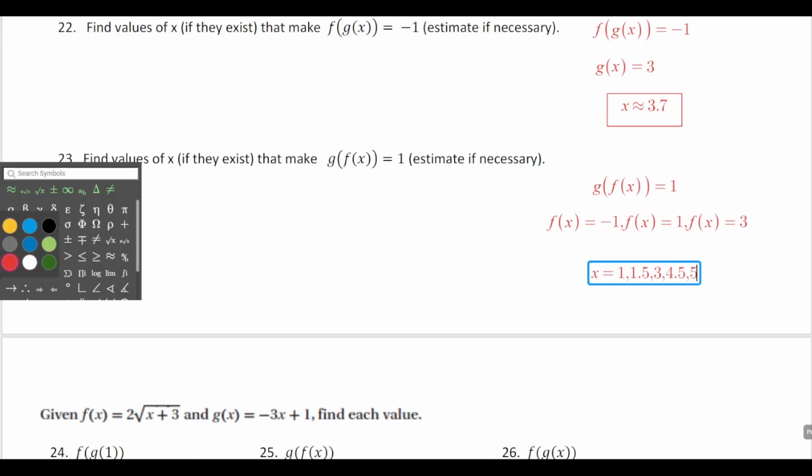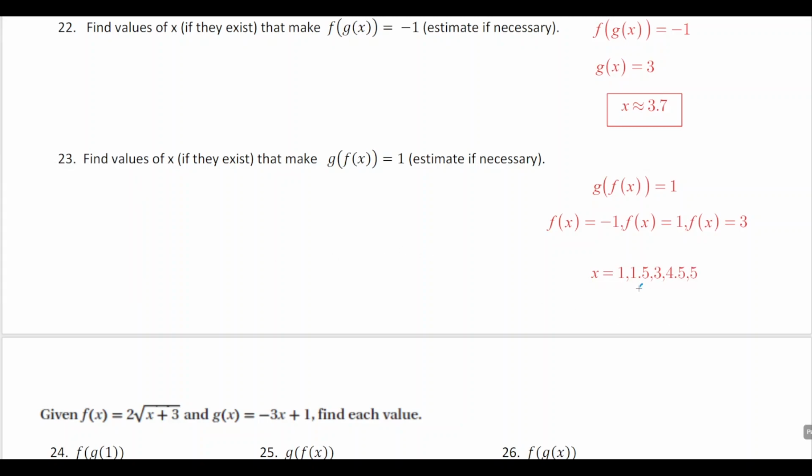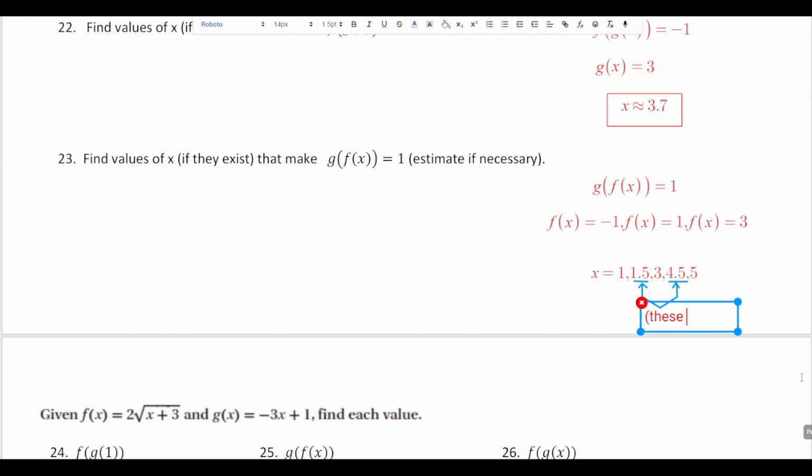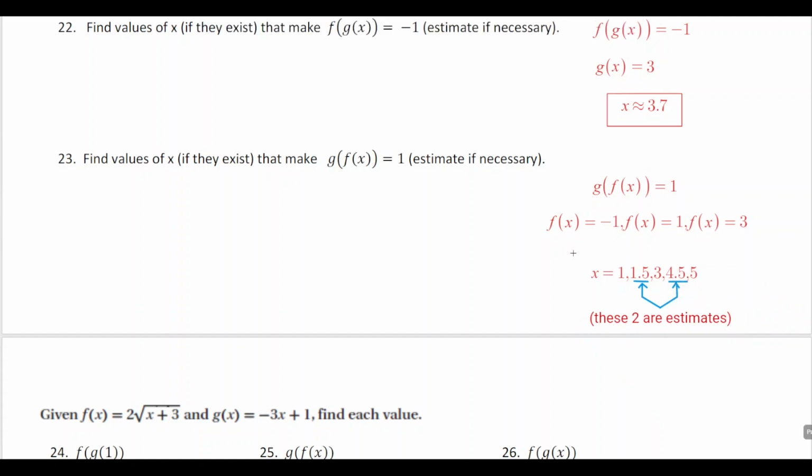So this 1.5 and 4.5, these 2 are just estimates. So I'm just going to make a little note here that these are not exact. This one and this one. These are estimates. All right, but all in all, those are going to be your solutions that will make this statement true. So that wraps up the second page. Let's take a look at page 3.